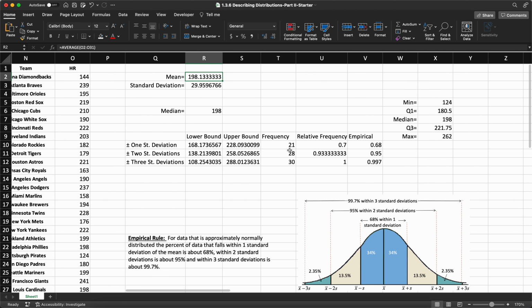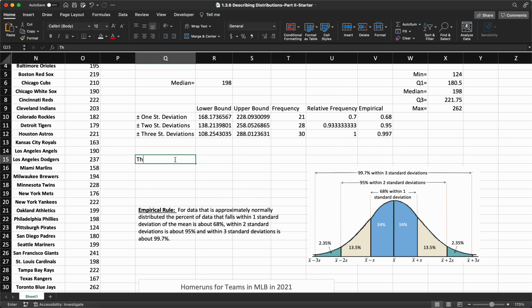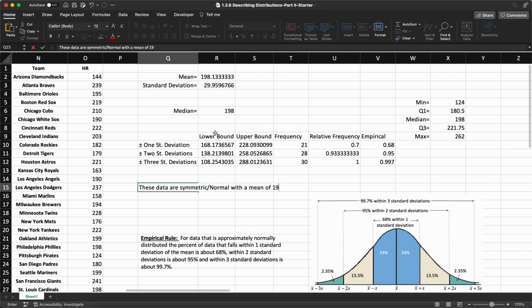And so if I were to describe this data set, these data are symmetric / normal with a mean of, what was the mean? 198.13 and a standard deviation of 29.96. Now, you don't actually have to say the numbers. You can just say mean and standard deviation, but it's nice to have this information.